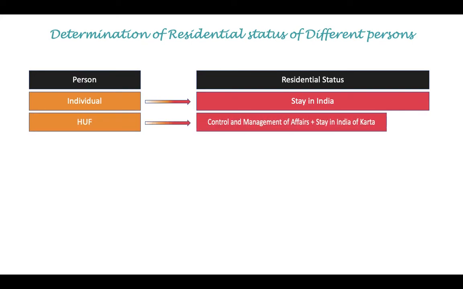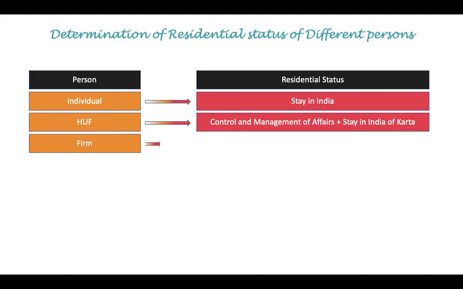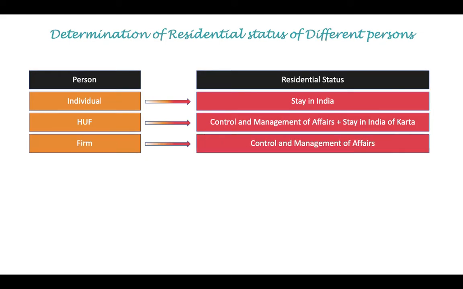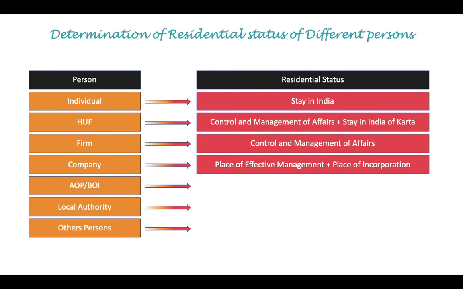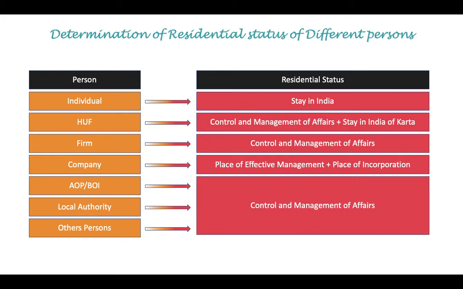HUF, the control and management of its affairs plus stay in India of Karta will be considered. Firm, control and management of its affairs. Company, place of effective management plus place of incorporation. Bodies of individual, local authority and other persons, the control and management of its affairs is considered.